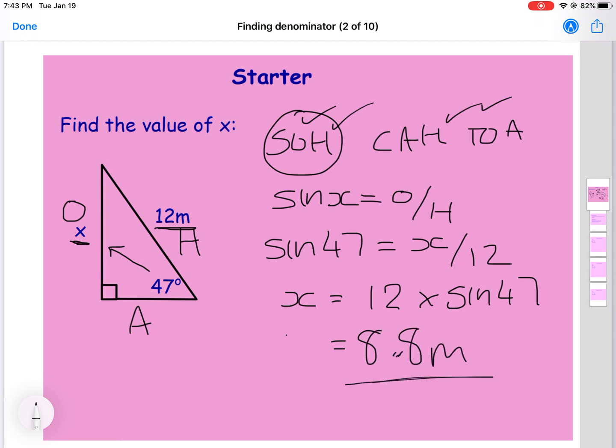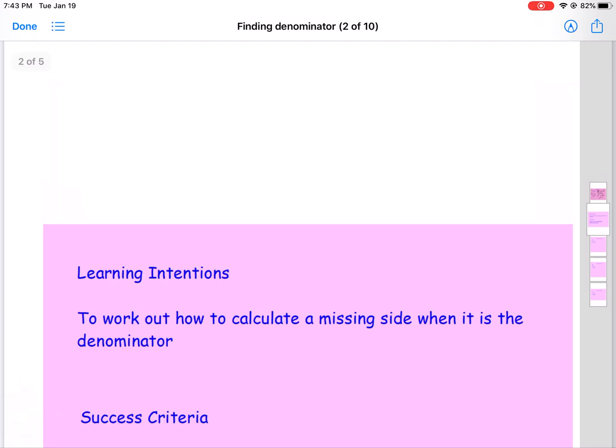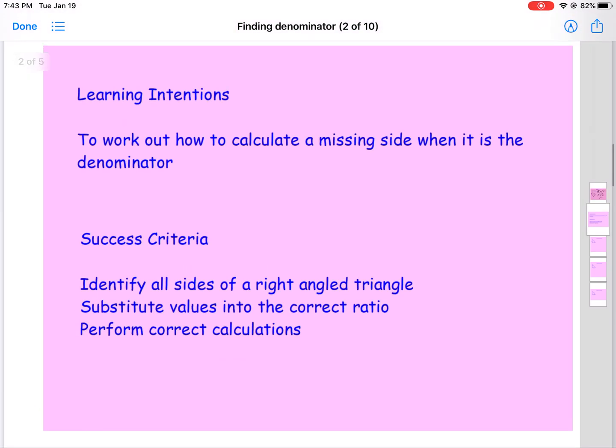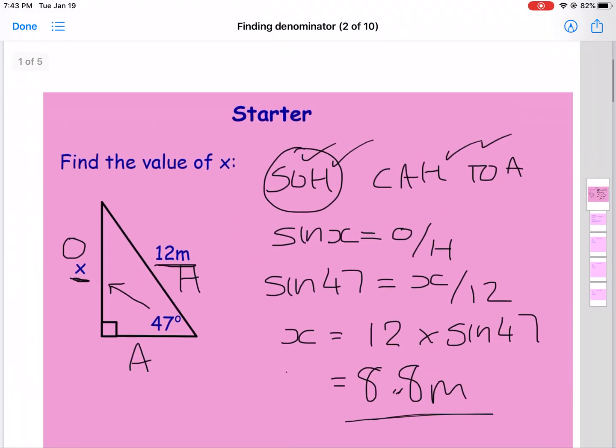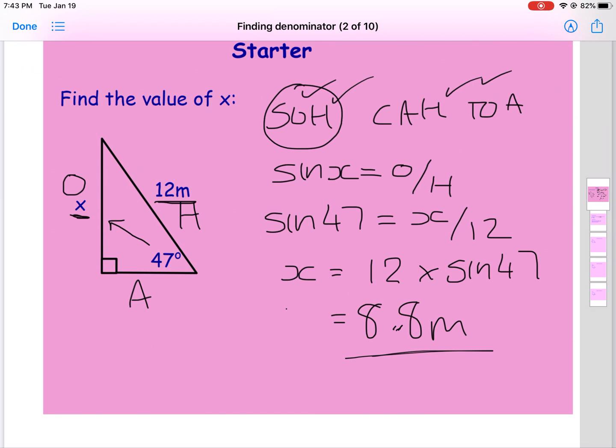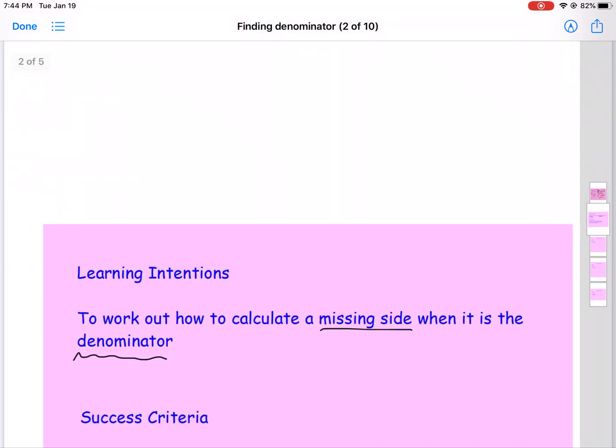Okay, so if we take 12 times sine 47, we will end up with 8.8 metres as an answer. Okay, so today's intentions are very, very similar. We are still finding a missing side, so back to the original stuff that we did with SOHCAHTOA, but we need to find this side when it is the denominator. Some of you might have noticed, just like we did in the starter, that every question we have done so far when we've found a side has been the numerator, the top part of the question. That's where our x has been.